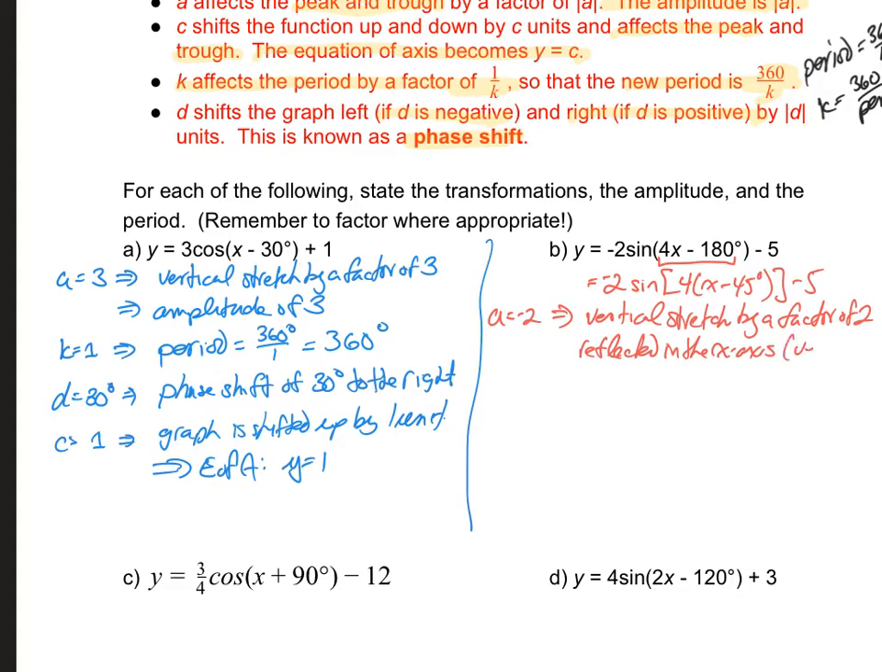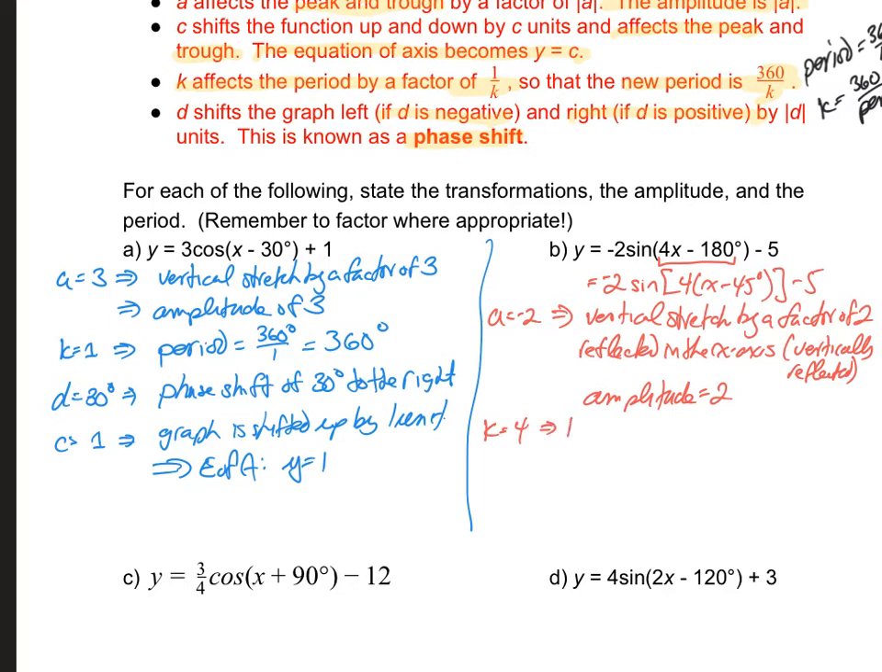Or vertically reflected, I'll accept both. More important is, as it pertains to a sinusoidal function, this makes the amplitude equal to 2. The next thing we'll look at is k. K in this case is 4.